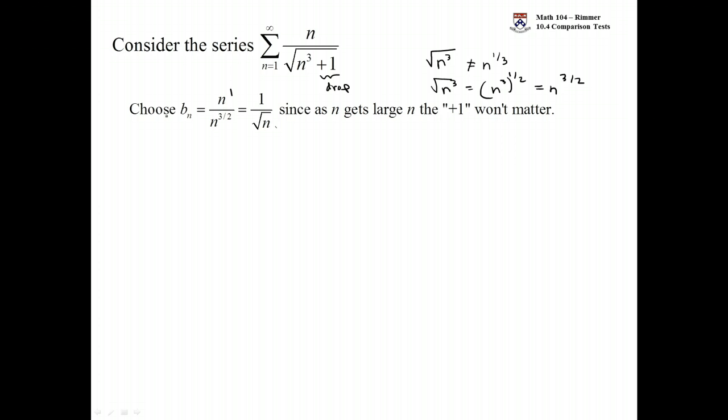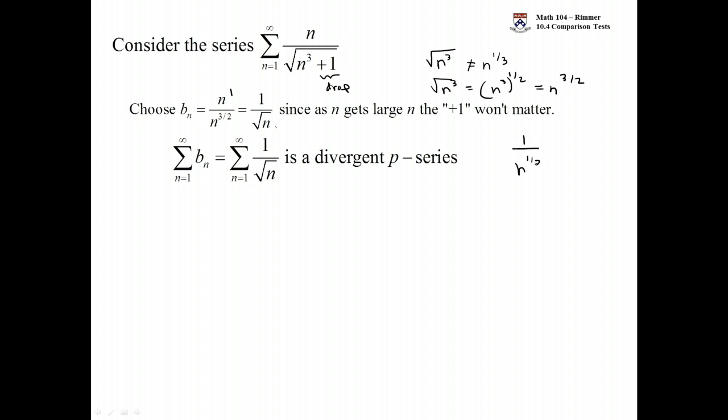Make sure that as soon as you go get your b sub n, you know what the series on it does. This is a p series. This is 1 over n to the 1/2 power. P is equal to 1/2. It diverges.